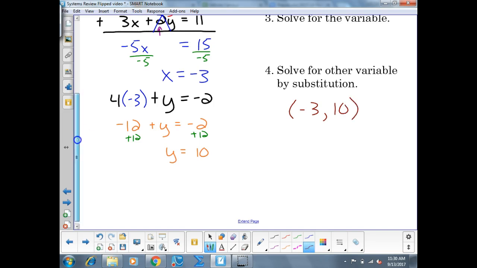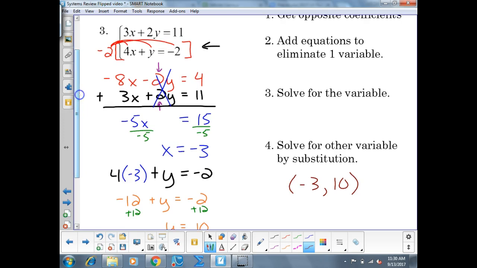And once again, I check that answer back in my original equations. 3 times negative 3 is negative 9. 2 times 10 is 20. Negative 9 plus 20 is positive 11, so it checks out in the first equation. 4 times negative 3 is negative 12, plus 10 is negative 2, checks out in the second equation. So therefore, that is the solution to my equations.